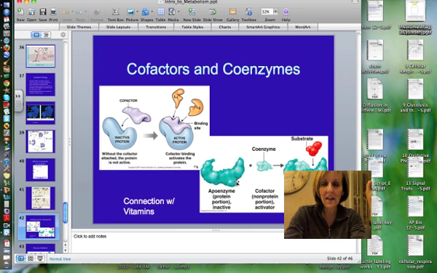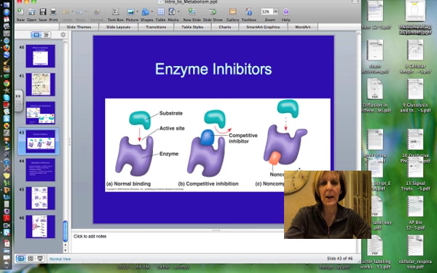A coenzyme is an example of a molecule that is an organic molecule that bonds with an enzyme in order to be able to activate it. So here's an example of what we would call a holoenzyme. It's a whole enzyme because its cofactor is bonded with it, and now it is active. Interestingly, a lot of vitamins are actually precursors to coenzymes, and so they are very, very important for metabolic reactions in the body.